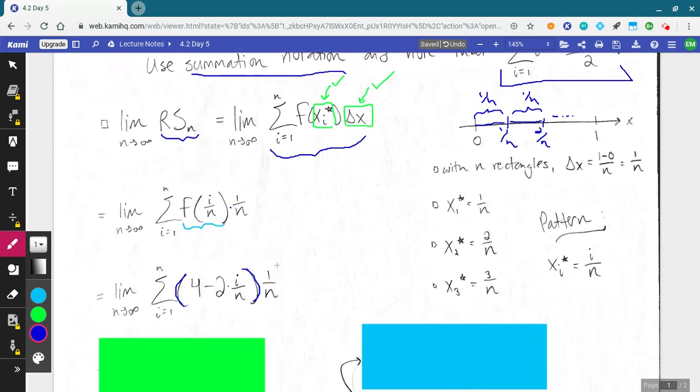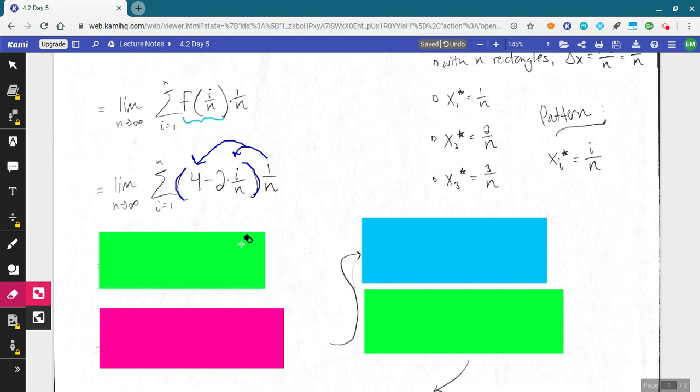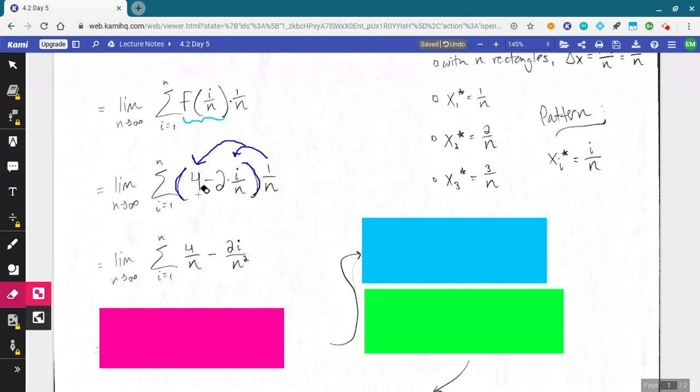Now there's some different paths we could take. I'm going to take this 1 over n on the outside and distribute it to both these terms inside, just to deal with these parentheses here. We'll get 4 over n on the left, and if we bring the 2 up into the numerator, we'll get 2i over n squared.